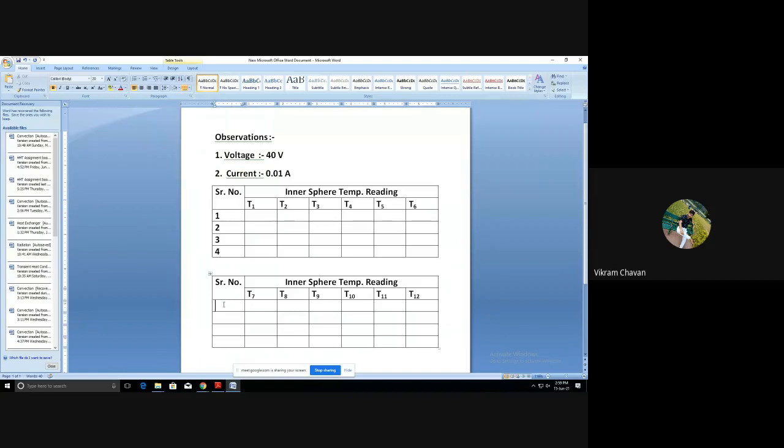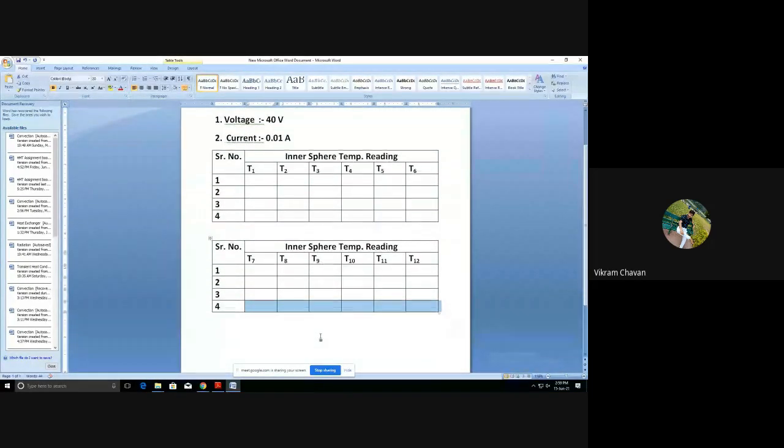Okay, so let us say that we are getting the steady state after the third and fourth readings. So 1, 2, 3, and 4. The third reading and fourth reading are matching. Then the fourth reading will be considered as the final reading.